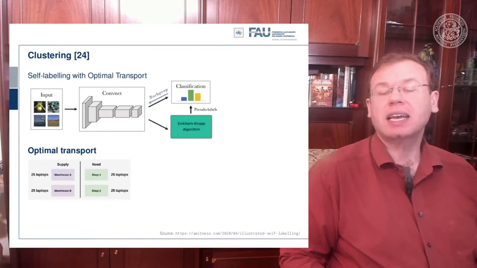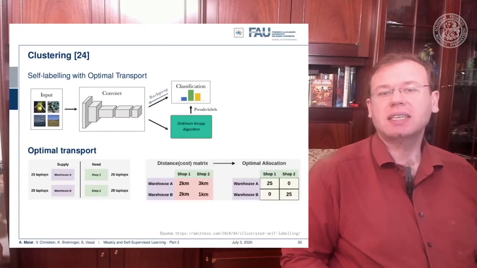Here they essentially further develop DeepCluster, and instead of using clustering, they use the Sinkhorn-Knopp algorithm in order to determine pseudo labels. The idea here is that you try to predict the optimal transport. Here we can see an example of an optimal transport problem. Let's say you have supply in warehouse A and warehouse B. Each of them has 25 laptops. And you have need in shop 1 and shop 2 of 25 laptops.